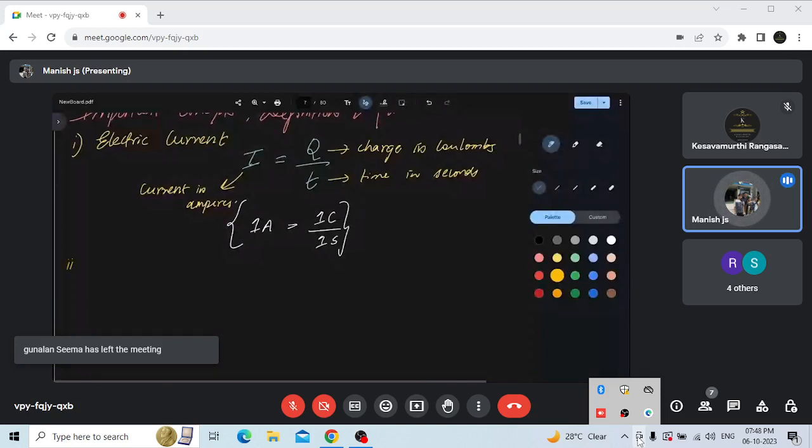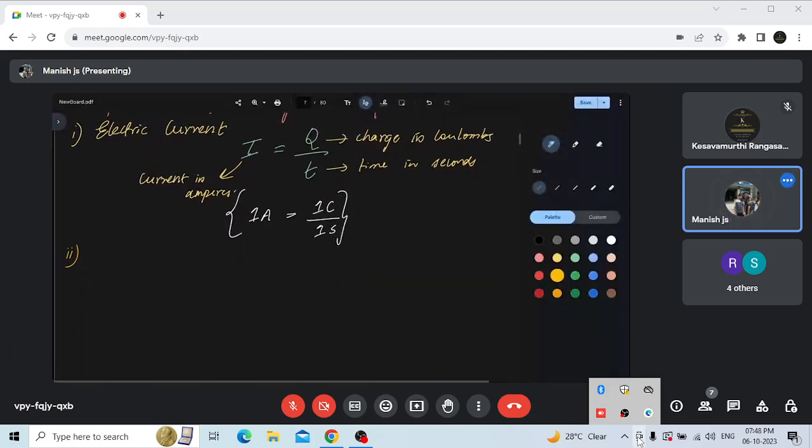We'll go to the next one. We have learned the electric current formula. Next, we have another formula for potential difference. V is equal to IR, sir. Yes, that is Ohm's law. One more formula is also there actually for potential difference. I'll tell you.